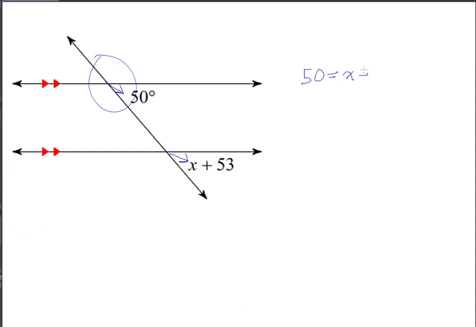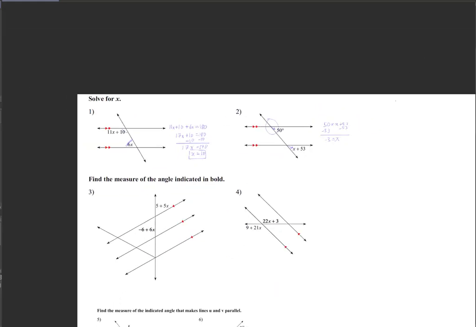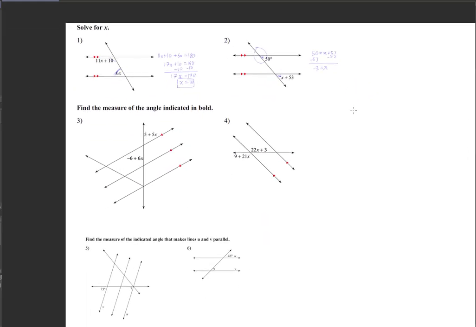50 is equal to x plus 53. I subtract 53 from both sides. And I should get that x is equal to negative 3. All right? And that right there should be my answer if I did the math right. I think I did the math right. All right, this one here.